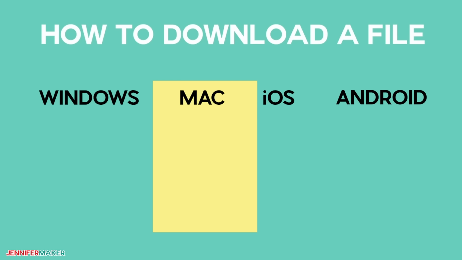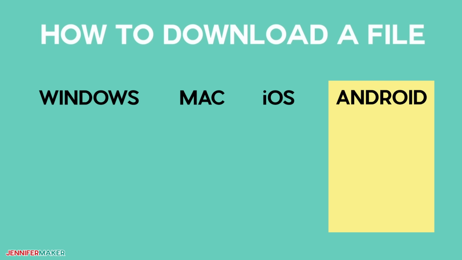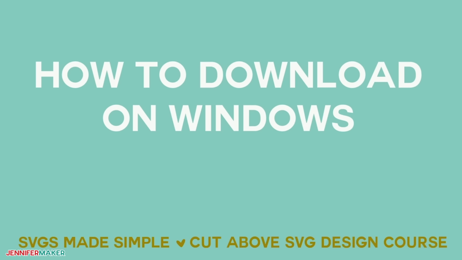a Mac computer with the Google Chrome web browser and the Safari web browser, an iPad using the Safari web browser, and an Android tablet with the Google Chrome web browser. Let's start with how to download SVG files in a Google Chrome browser on a Windows computer, which is the most common scenario and the one that I recommend if you're on Windows.